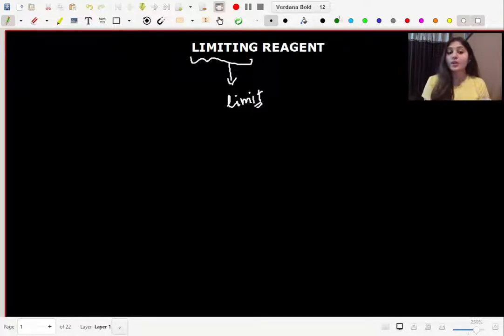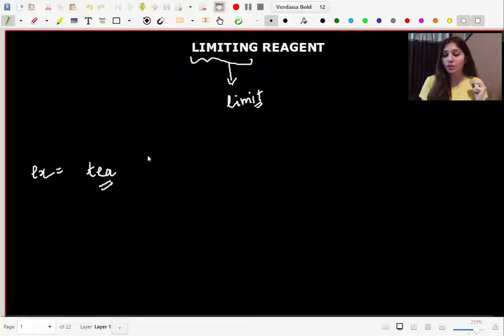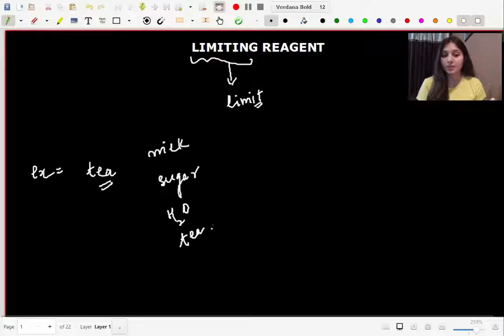Okay, if I try to give you a small example, we all know how to make tea. Okay, if you don't, you should learn that. Tea is basically made up of four ingredients: milk, sugar, if you do not drink sugarless tea, water, and tea leaves finally. Now if I have all these ingredients with me, I can make tea very easily.